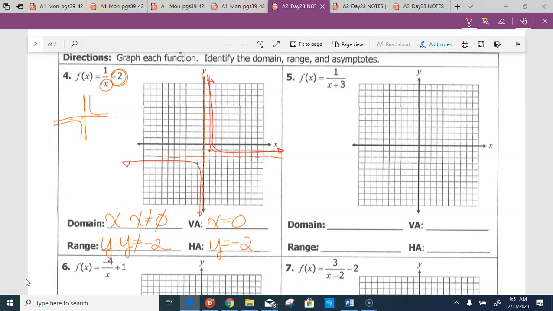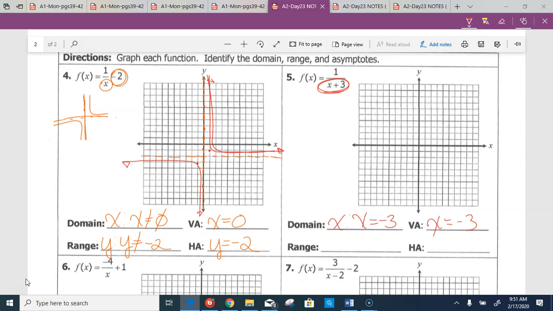The domain is going to be whatever makes the bottom, the denominator, equal to 0. So x can be all numbers except for -3. Because if I put a -3 for x, then I'll get a 0, and you can't have 0. So I'm already going to have an invisible asymptote at x equals -3.